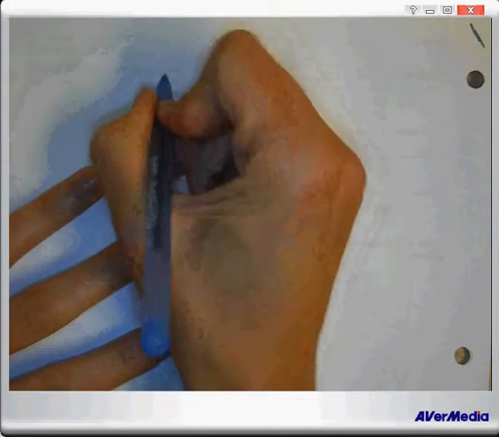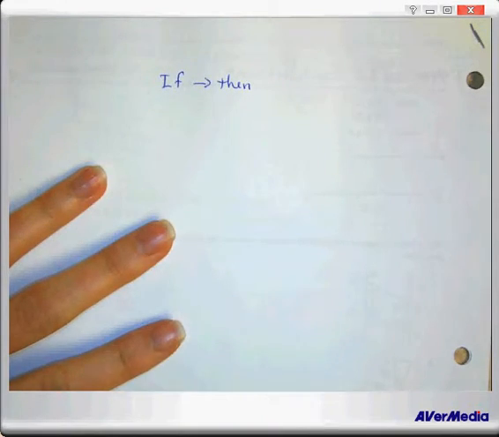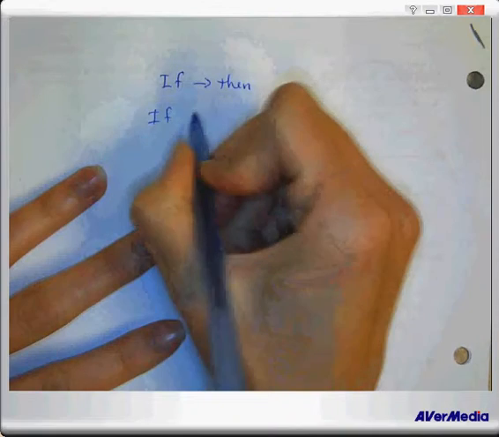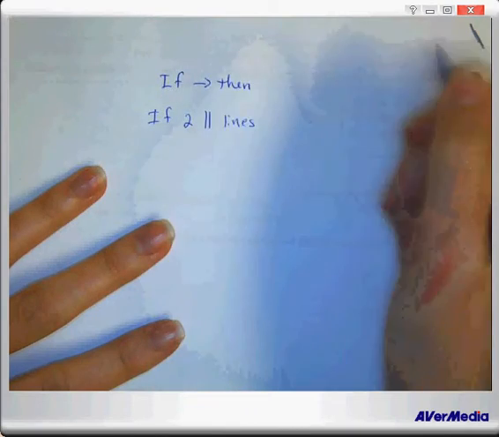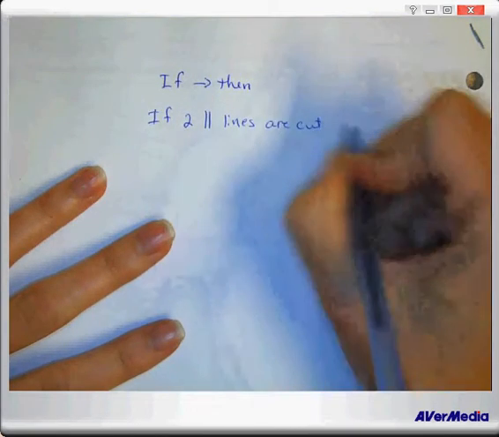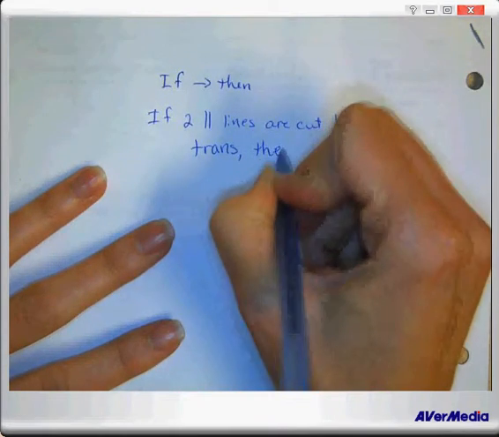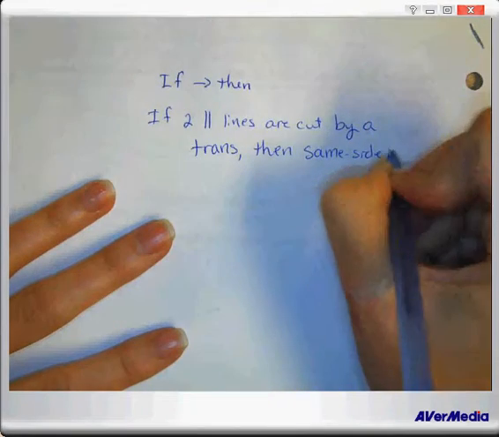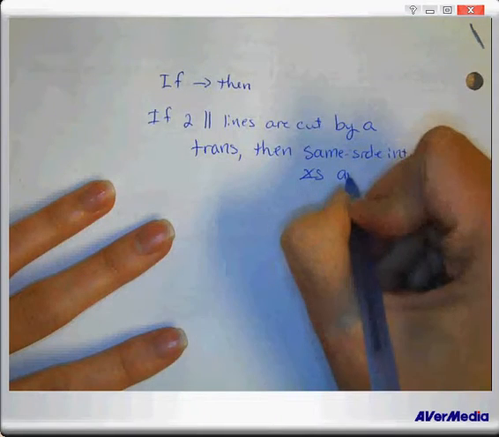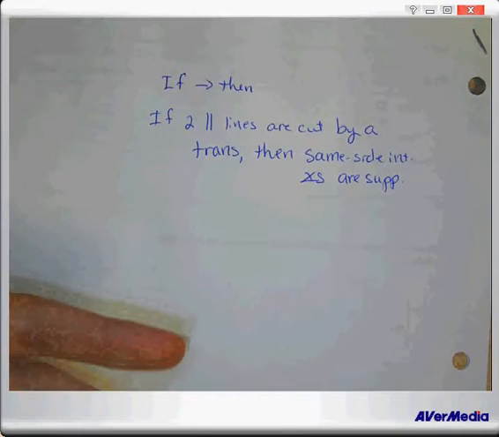So how do we do that? Just remember when we worked with it before. If I have a conditional statement, which is an if, then statement, for instance, like the following. If two parallel lines are cut by a transversal, then we'll say same side interior angles are supplementary. That is what we worked with in lesson 3.1. We knew this was a property.